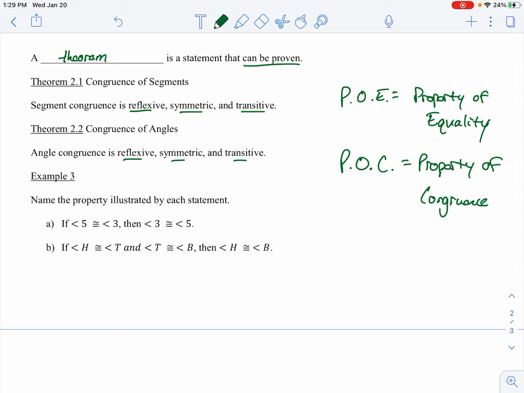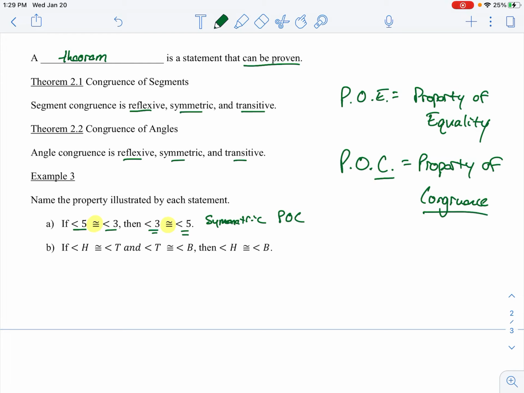So reflexive, something is equal to itself. Symmetric switches A, B, or A is equal to B, so B is equal to A, and then transitive going through the middleman. So example 3 here is name the property illustrated by each statement. For we have 5 equals 3, and then they switch it to 3 equals 5. So this would be a symmetric. And then notice the difference today. The congruent signs, so this would be POC, property of congruence.